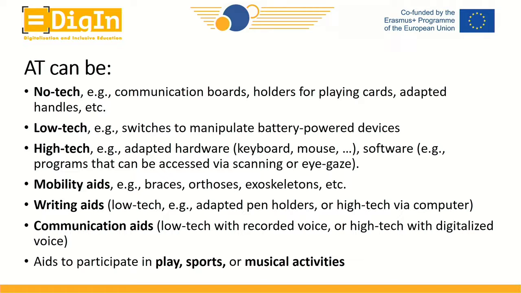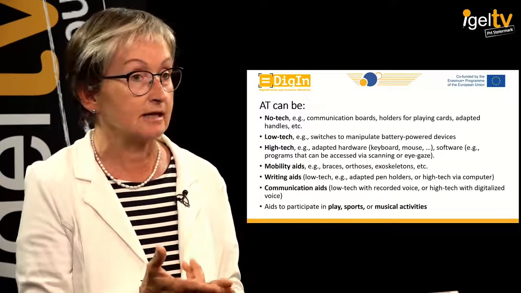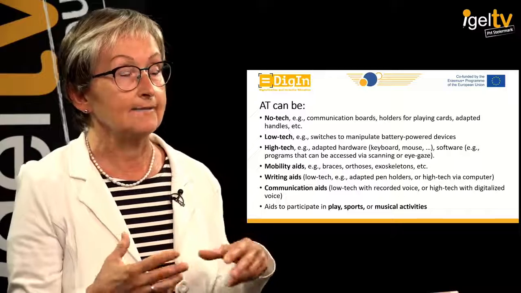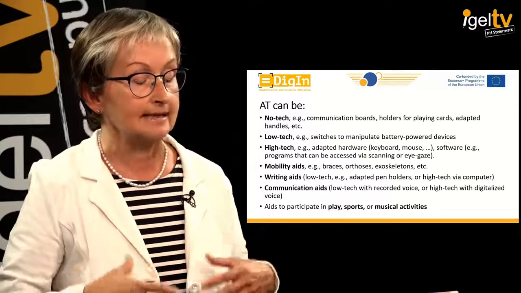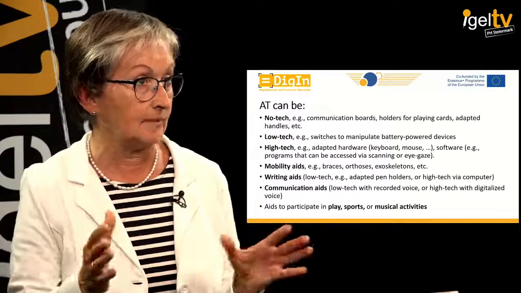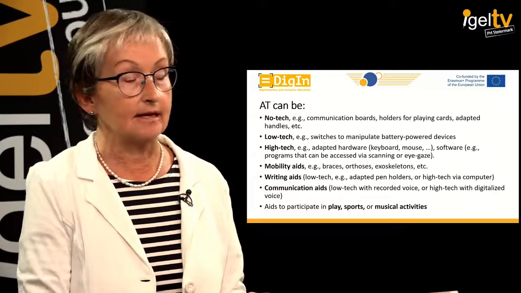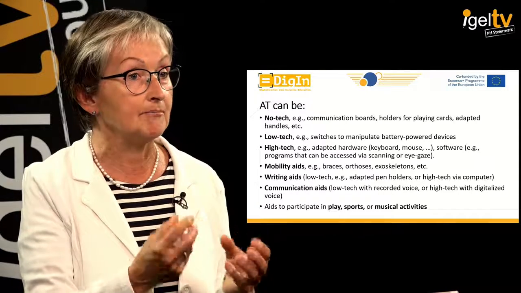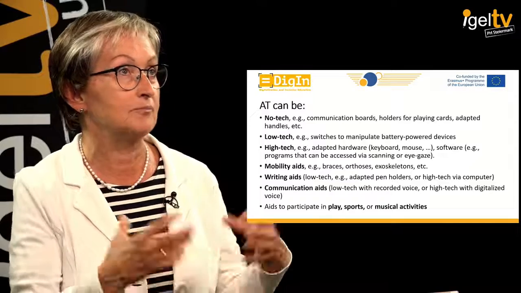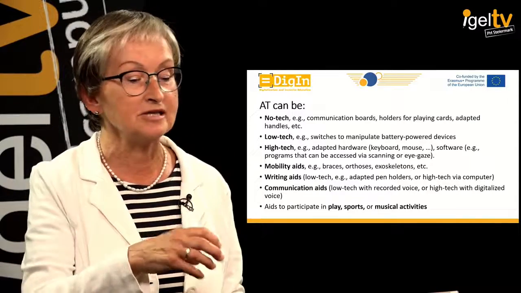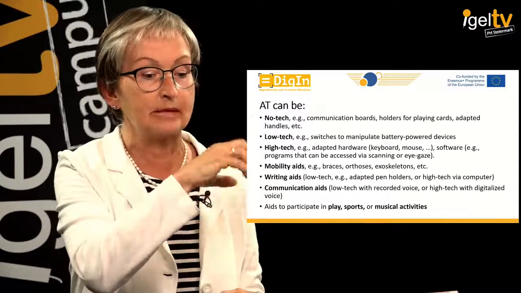Then mobility aids, which would be, for example, braces, orthoses, or exoskeletons, are fairly new techniques that enable persons who are, for example, paralyzed. With an exoskeleton, the person might be able to stand up or even move along. Or any type of writing aids. This might be a no-tech, very simple pen holder. Actually, when I started my professional life and we had a pupil with severe motor impairments, we just would use a tennis ball and stick the pen inside and the child would be able to grip it.